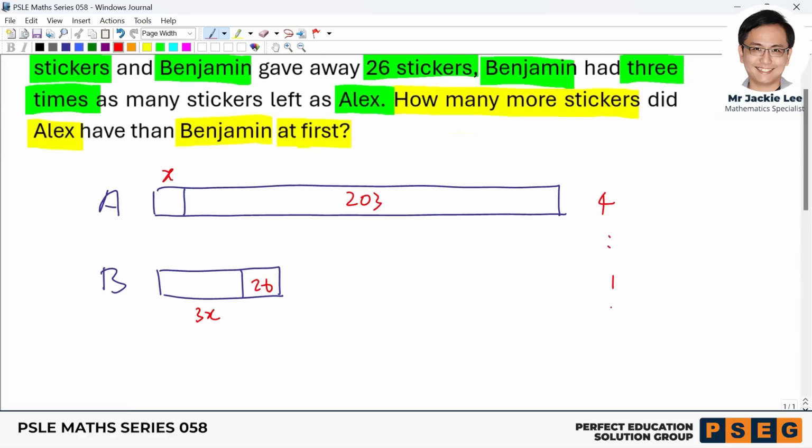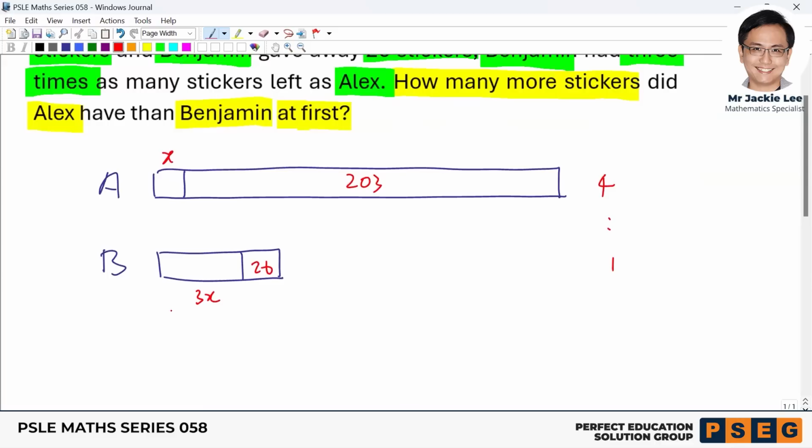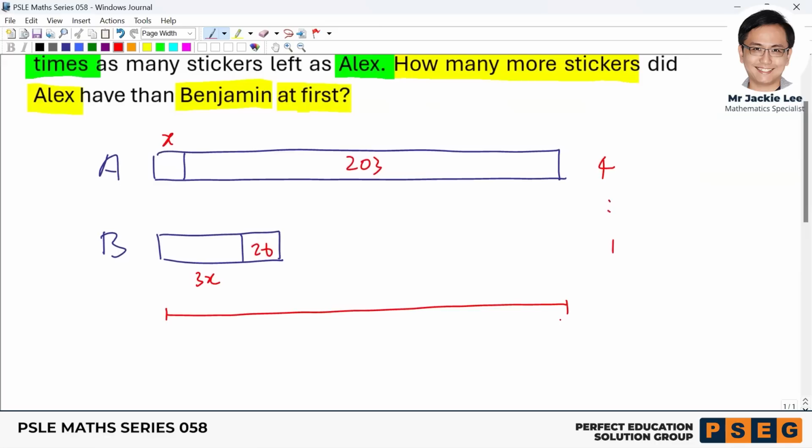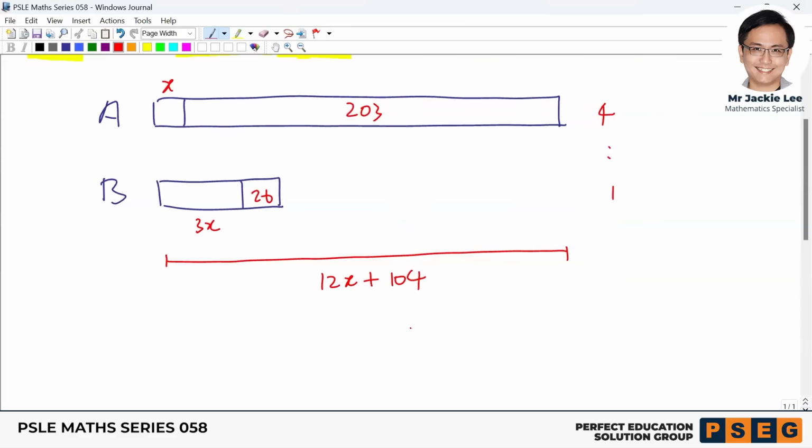Okay, all right. So that means for Benjamin, initially you will times 4, right? It should be the same as Alex at first. So 3x plus 26 times 4, 12x, right? Then followed by 104. So this one is supposed to equal x plus 203. So we can now form an equation, which is 12x plus 104 equals x plus 203, right?